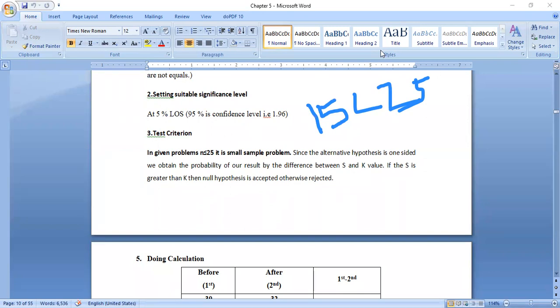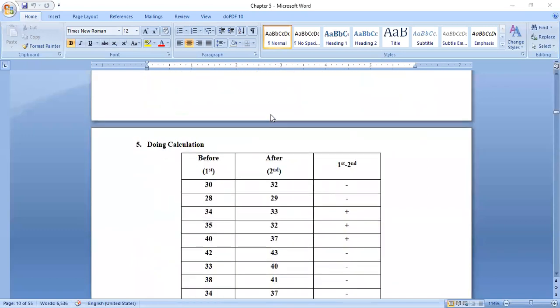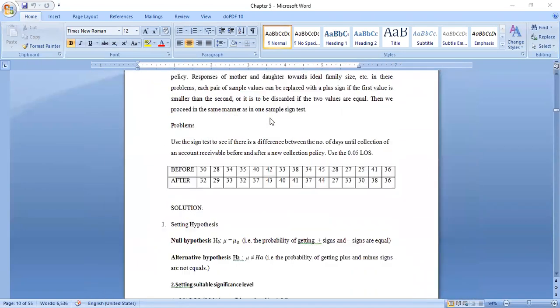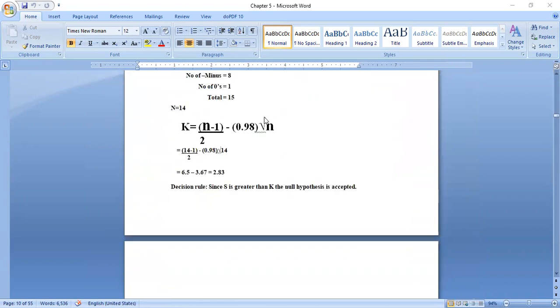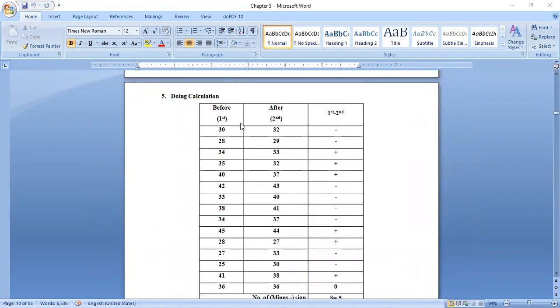Then next I am simply going to do the calculation. In doing the calculation, you observe carefully. Doing the calculation is important here. So in doing the calculation, see what I have done here.